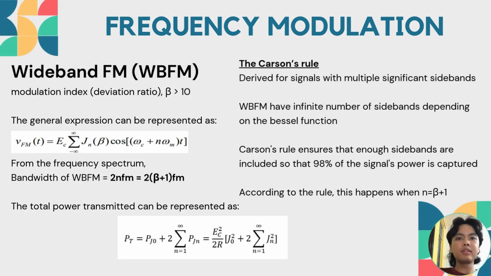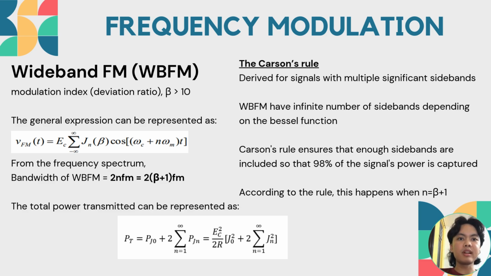Let's move on to wideband FM. The deviation ratio for wideband FM is more than 10, and the general expression can be represented as the equation shown here. The number of terms that will be further derived from the equation will depend on the order of sidebands. We should take note that wideband FM has infinite sidebands in theory. Therefore, we will have to use Carson's rule. Carson's rule is derived for signals with multiple significant sidebands. However, in practice, we can't really take every sideband into account.